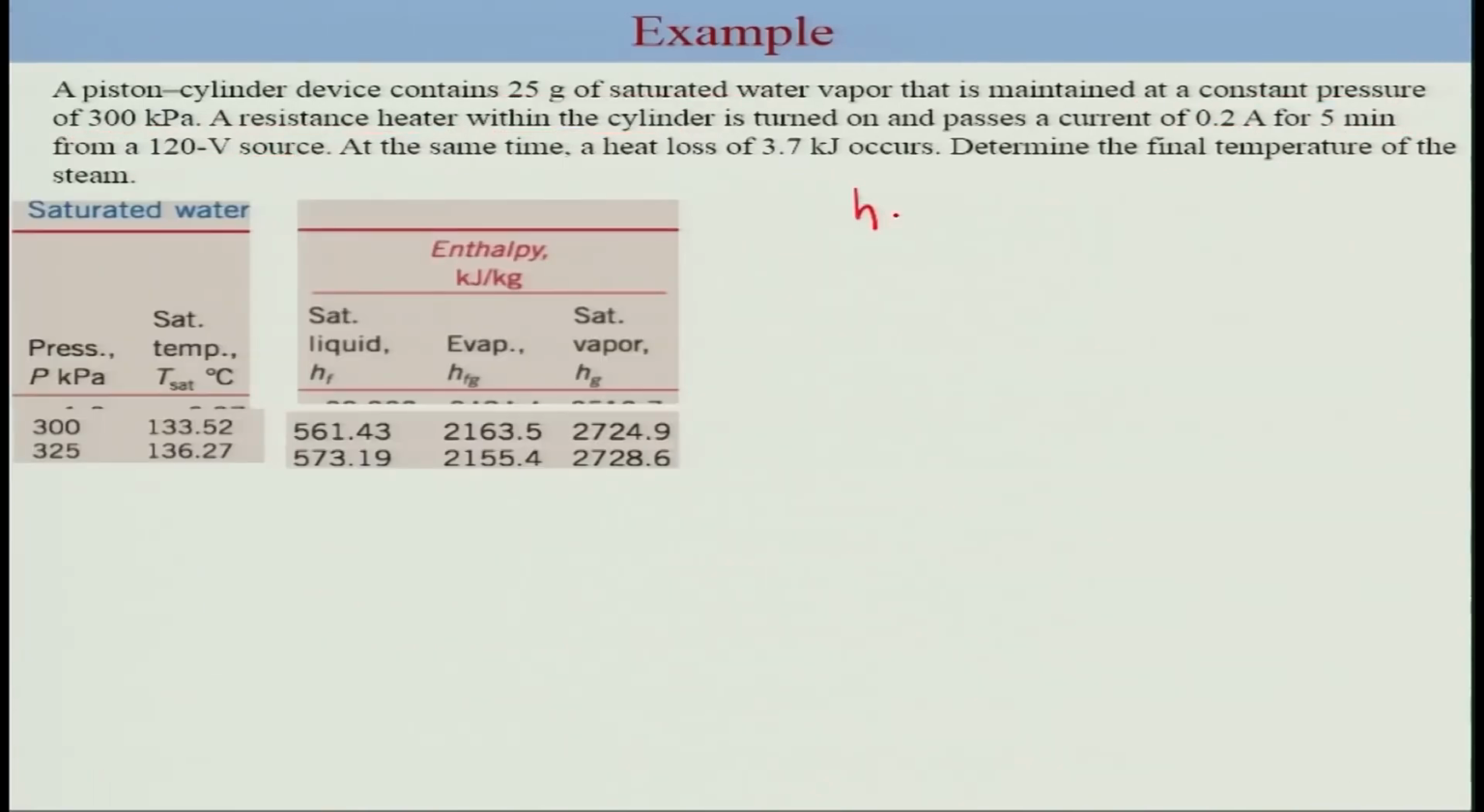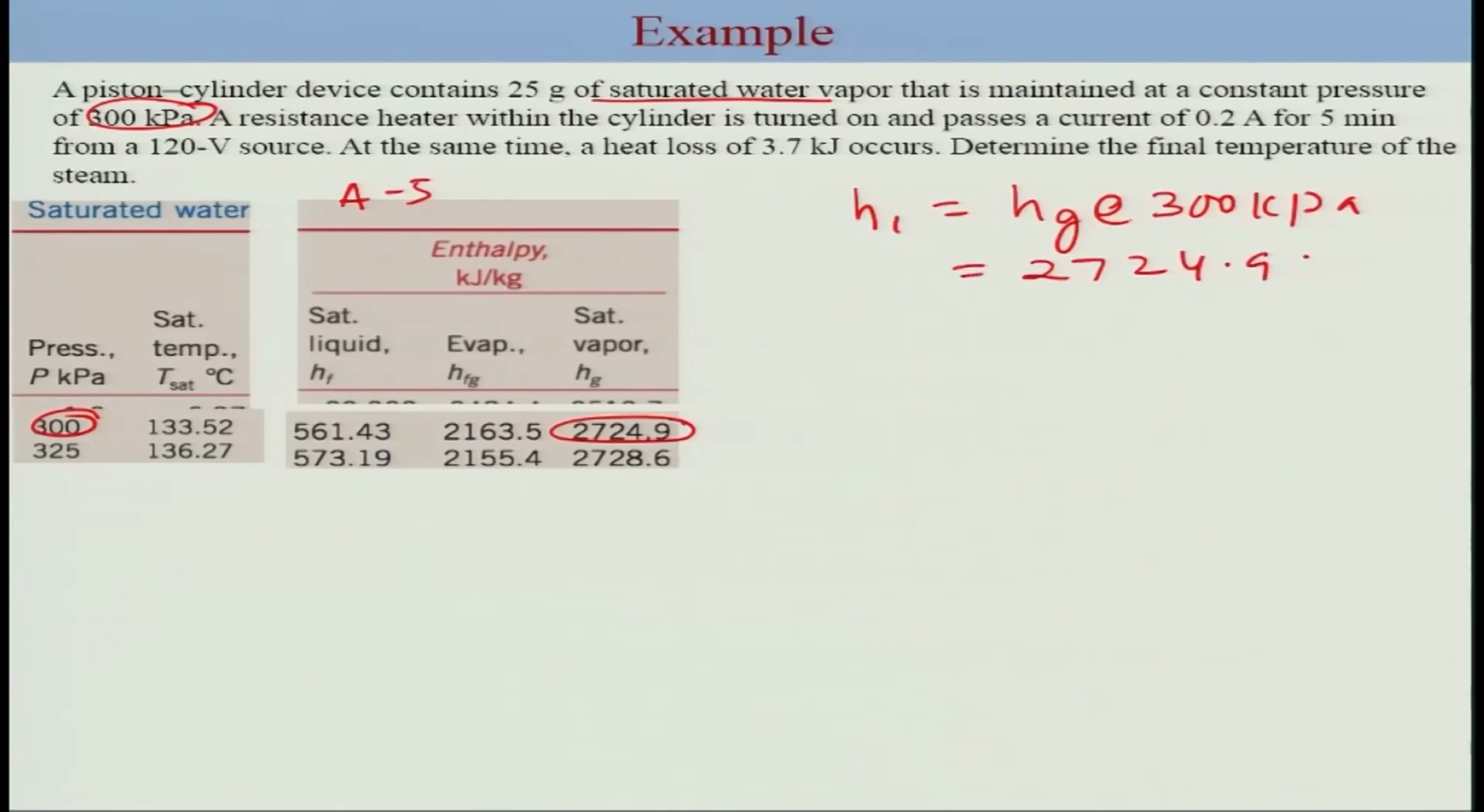So what is H1? If you look at the state given, it's saturated water vapor at 300 kilopascals. So H1 is going to be Hg of saturated vapor at 300 kilopascal. So let's look at the table. The table is given here. This is going to be the saturated water pressure table, which is your A5. Okay, so here is 300 kilopascal. The corresponding Hg is 2724.9. So we're going to write this as 2724.9.